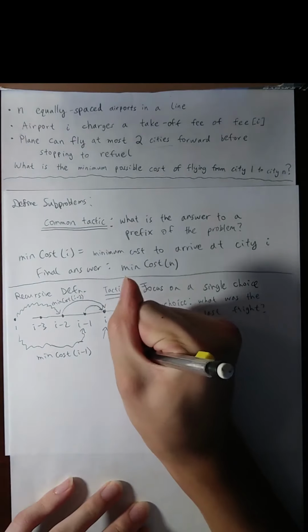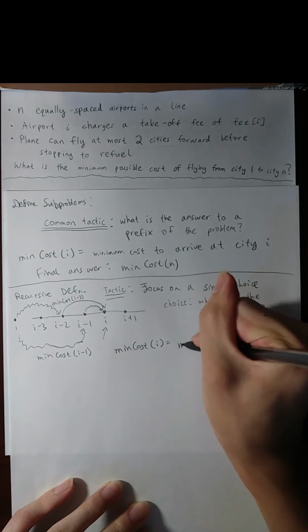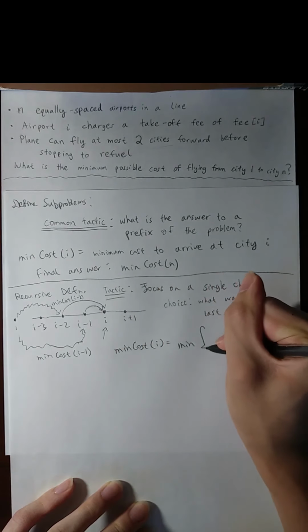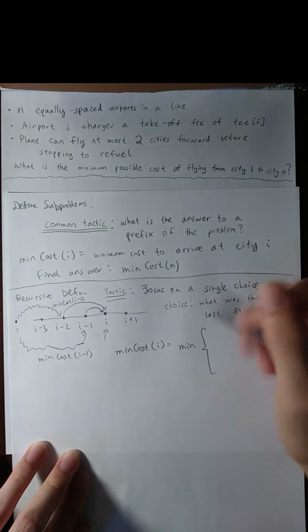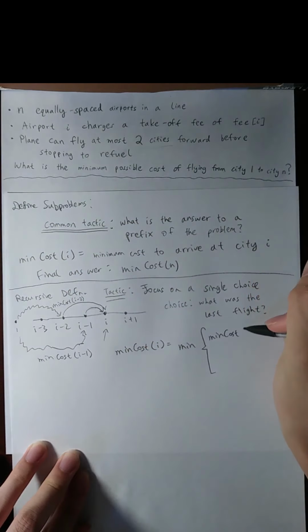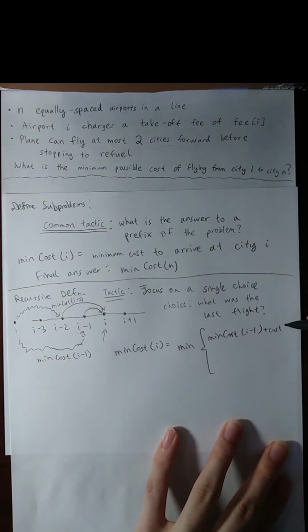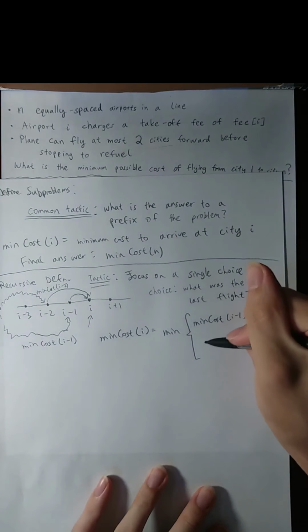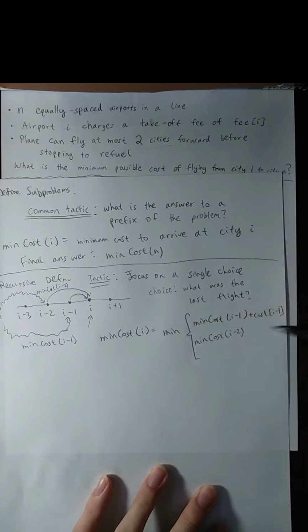So we have min cost I equals the minimum of 2 possibilities. We could have either first flown to city I minus 1 and then taken one last flight, which costs min cost I minus 1 plus the cost of taking off the last time. Or we could have gone to city I minus 2, which would have required cost of min cost I minus 2, and then taken off from city I minus 2 to arrive at city I.